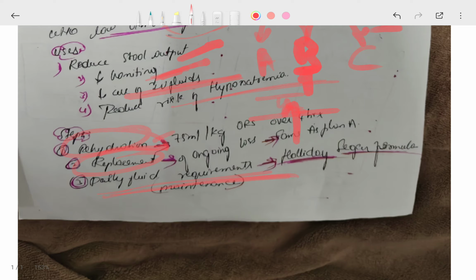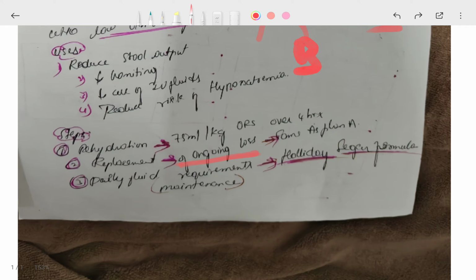In rehydration, you have to provide 75 ml per kg. Suppose the child is 10 kg, you have to provide 750 ml within 4 hours. And the second step is replacement. After providing this, you have to replace the ongoing losses. Per stool you will be replacing as per plan A only, and for other fluids, home fluids and all, you will be replacing. And the daily fluid requirement is calculated by the Holliday-Segar formula.